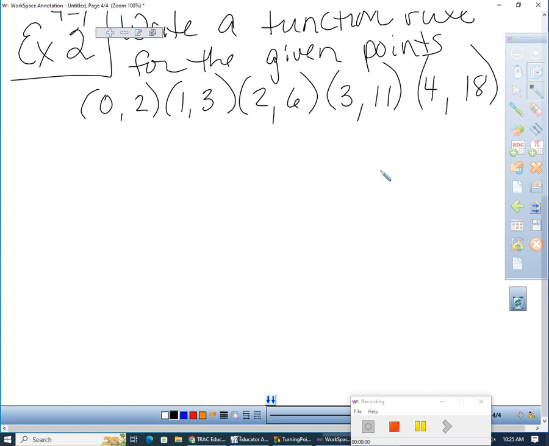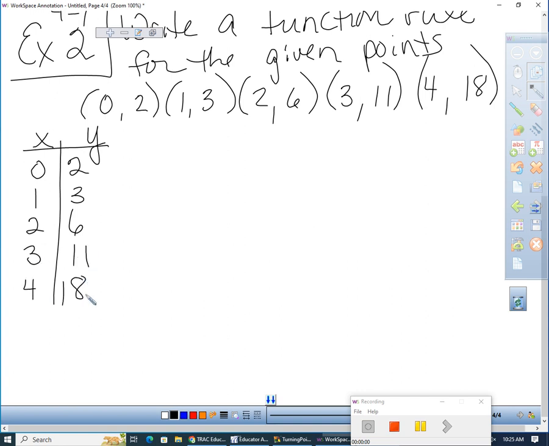All right, so they're listed in points, but for us to do our loops, we have to put them into a what? Table. So we're going to put them in a table. Here's our x and our y. My first point is 0, 2. Then I have 1, 3, 2, 6, 3, 11, and 4, 18. All right, now we have to write a function rule. So in order to do that, we have to do our what? Our loops, exactly. So 3 minus 2 is 1. 6 minus 3 is 3. 11 minus 6 is 5. 18 minus 11 is 7.